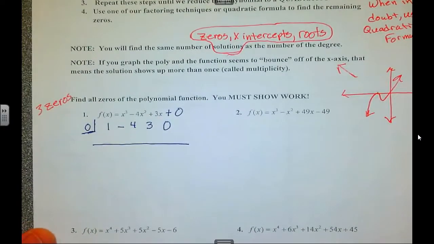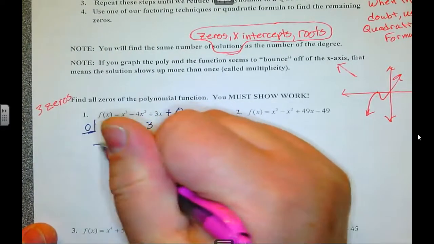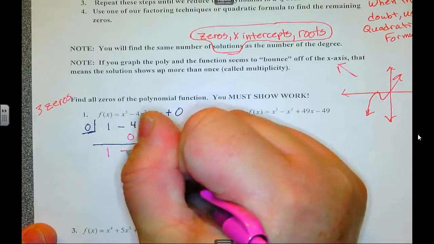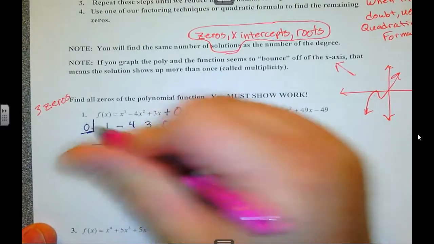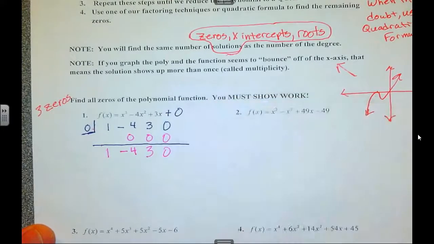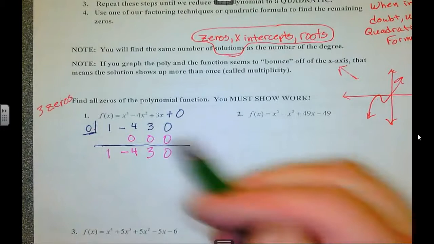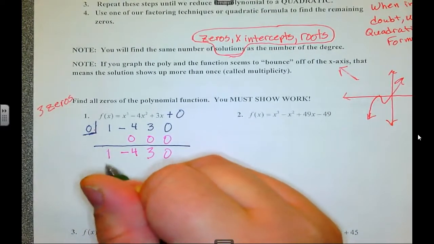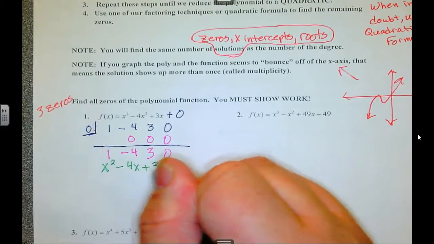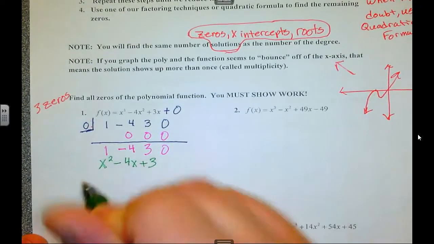Okay. Guys, remember how to do this? Bring down the 1. 1 times 0 is 0, plus -4 is -4, times 0 is 0, plus 3 is 3, times 0, 0, 0. Right? Okay, so this becomes my x squared minus 4x plus 3. Easy peasy. I can easily factor this, right?